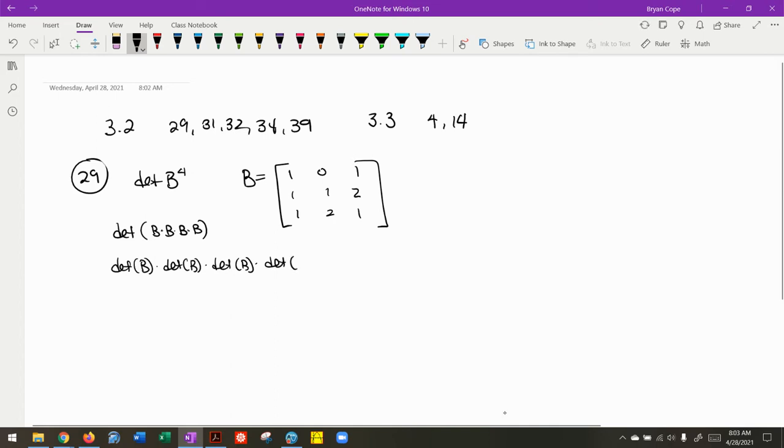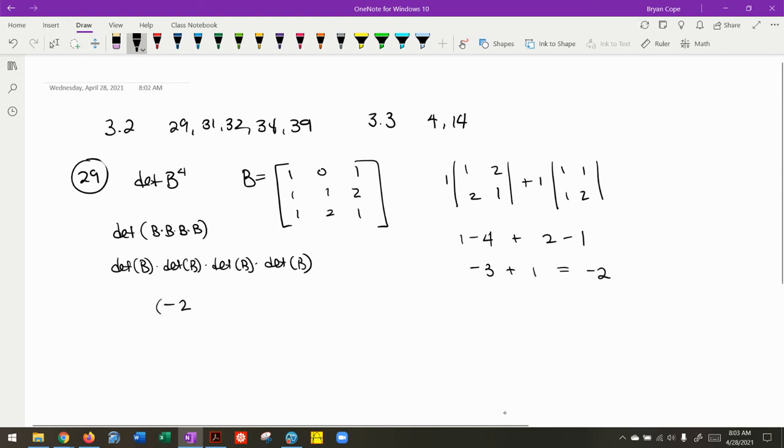So we have to compute det B, which I'm going to do by cofactor expansion along the first row. So that's 1 times the determinant of 1, 2, 2, 1, plus 1 times the determinant of 1, 1, 1, 2. So here we have 1 minus 4, and here we have 2 minus 1. So we've got negative 3 plus 1, which is negative 2. So our answer is negative 2 to the fourth, or 16.